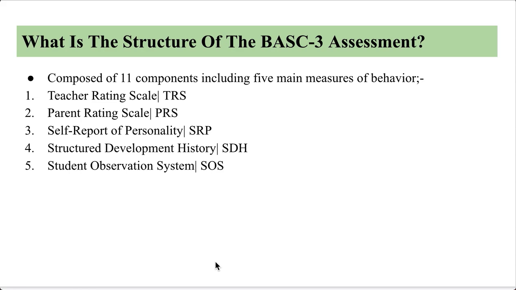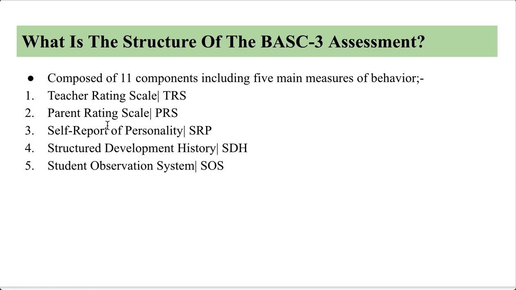S is for sometimes, which means sometimes the behavior occurs. O is for often, the behavior often occurs. Or A for almost always, the behavior almost always occurs. And then the estimated time to complete the TRS is around 10 to 15 minutes, and it can be completed using either paper and pencil or a computerized format.